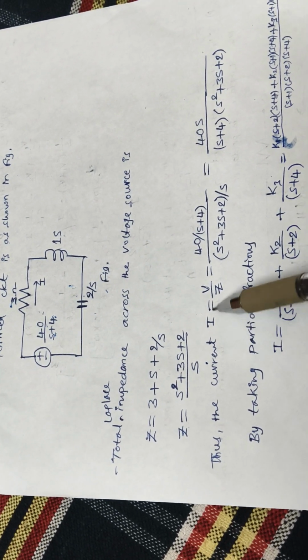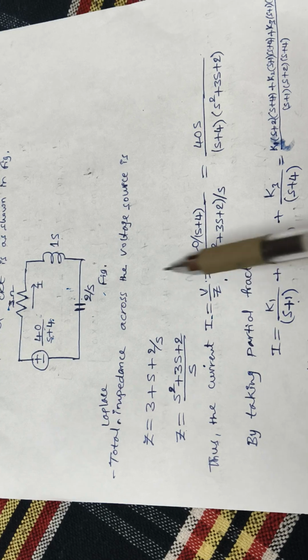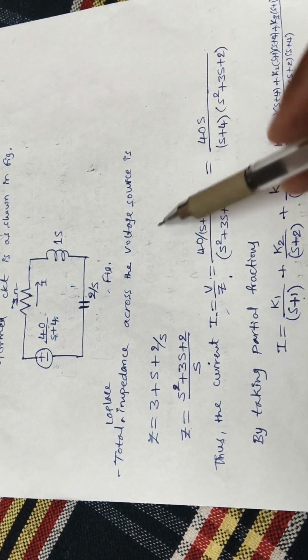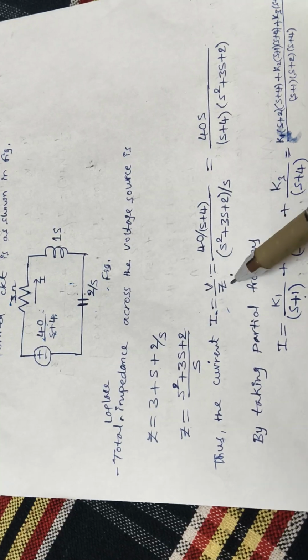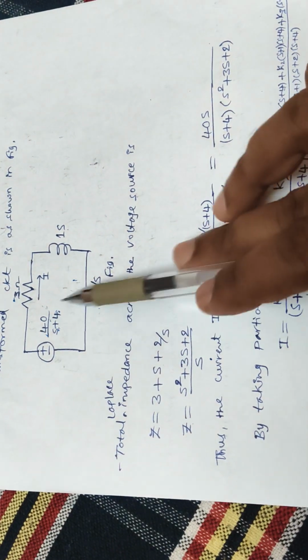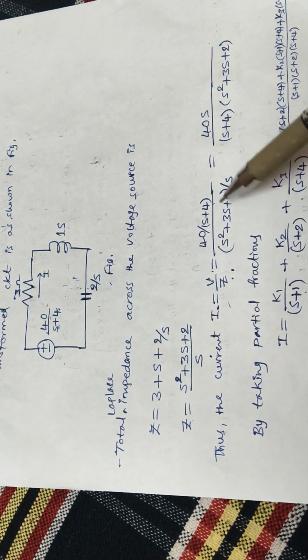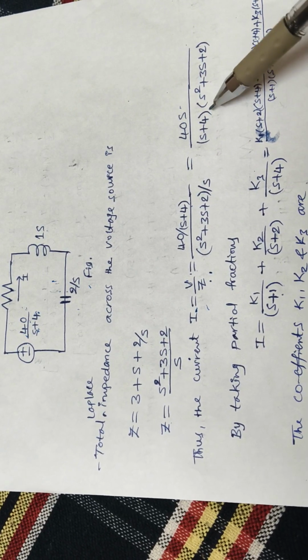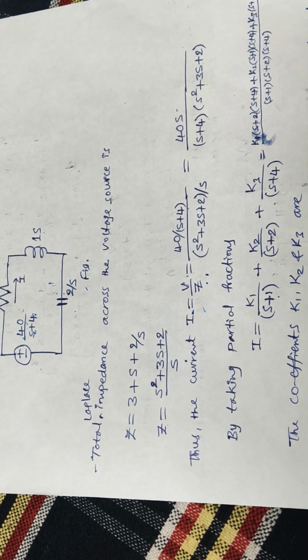Then you can get the current I equal to V by Z. Or you can apply KVL and find the current, that is also fine. So I is equal to V by Z. What is V? 40 by S plus 4, divided by Z, which we already got. If we simplify, you'll get it as 40S by (S plus 4) times (S square plus 3S plus 2).